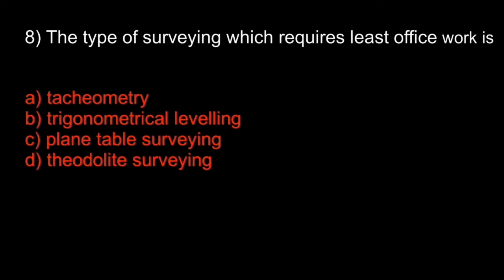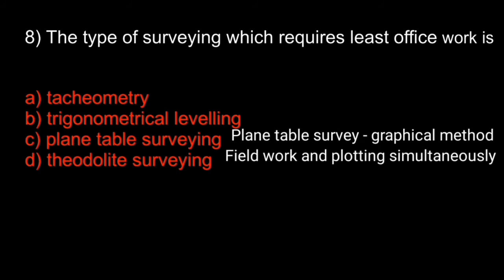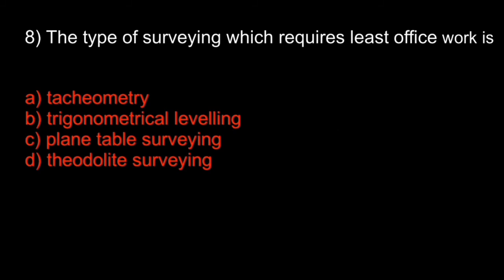Now we can move to the third option, plane table survey. Plane tabling is a graphical method of surveying in which the field work and plotting are done simultaneously. It is most suitable for filling the details in a plot. It is used for small scale mapping in which great accuracy in detail is not required.